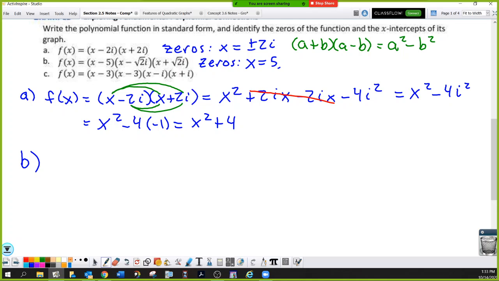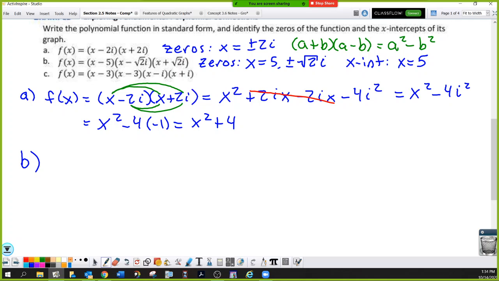The i is not underneath the radical. And if it helps you, put a little down stick on it like that so you know that the i is not underneath the radical. One of those zeros is a real number. So what does that tell you? That's where it crosses the x-axis. That is an x-intercept. This cubic will cross the x-axis exactly one time. It will happen at x equals 5.